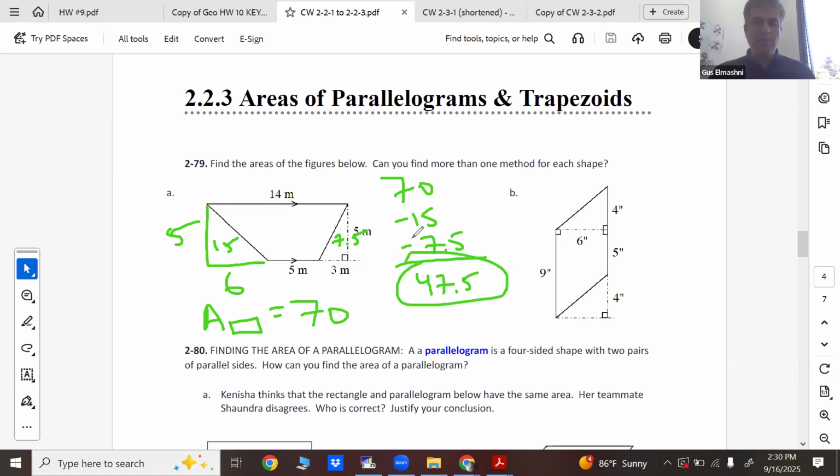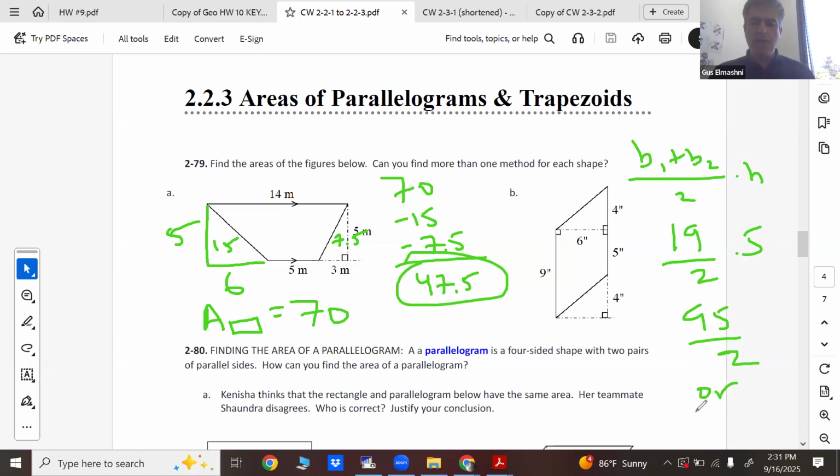So it should be 47.5, but you could also use B1 plus B2 over 2 times H. So it'll be 19 over 2 times 5, which is 95 over 2, or still 47.5. So you could think of it like that.